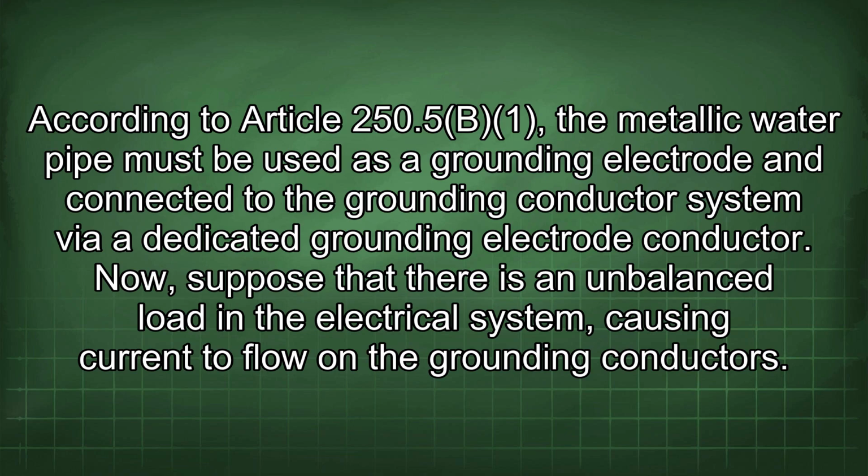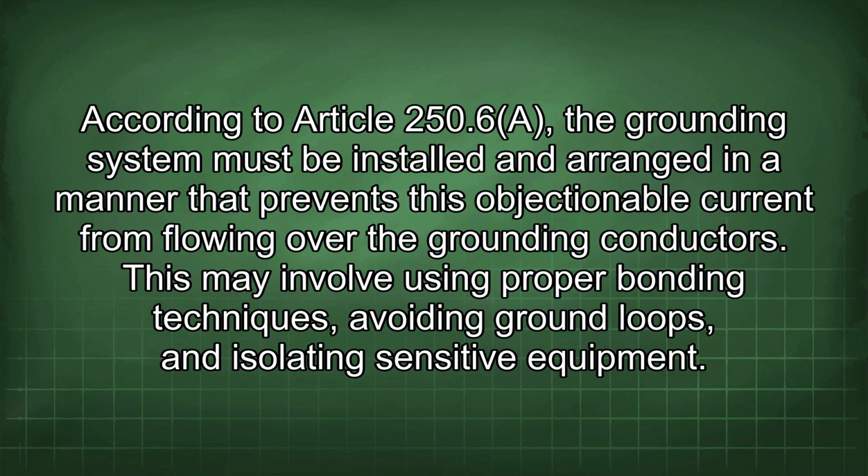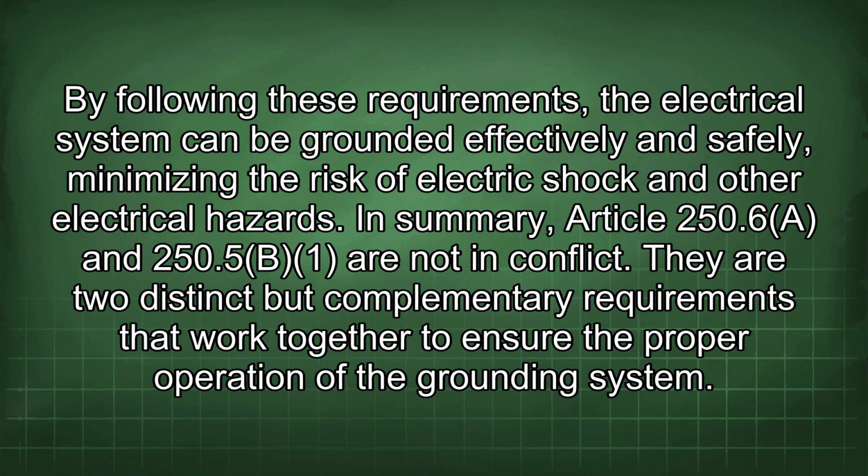Now, suppose that there is an unbalanced load in the electrical system, causing current to flow on the grounding conductors. According to Article 250.6a, the grounding system must be installed and arranged in a manner that prevents this objectionable current from flowing over the grounding conductors. This may involve using proper bonding techniques, avoiding ground loops, and isolating sensitive equipment. By following these requirements, the electrical system can be grounded effectively and safely, minimizing the risk of electric shock and other electrical hazards. In summary, Article 250.6 and 250.5 bone are not in conflict.